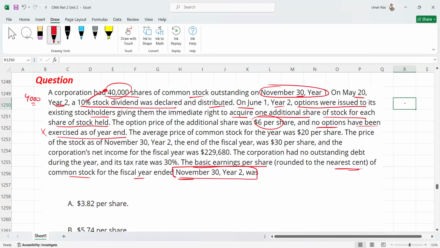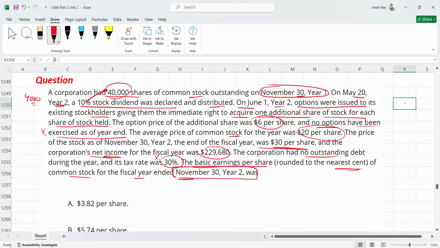Then they're saying the average price of common stock for year 2 was $20. This is the price of common shares, which is irrelevant. The price of stock as of November 30, year 2, the end of the fiscal year, was $30 per share, again irrelevant. And the corporation's net income, this is relevant for EPS. Net income is 229,680. The corporation had no outstanding debt during the year, and the tax rate is 30%, which is also almost irrelevant because the net income is given straight away. Basic earnings per share you have to calculate.